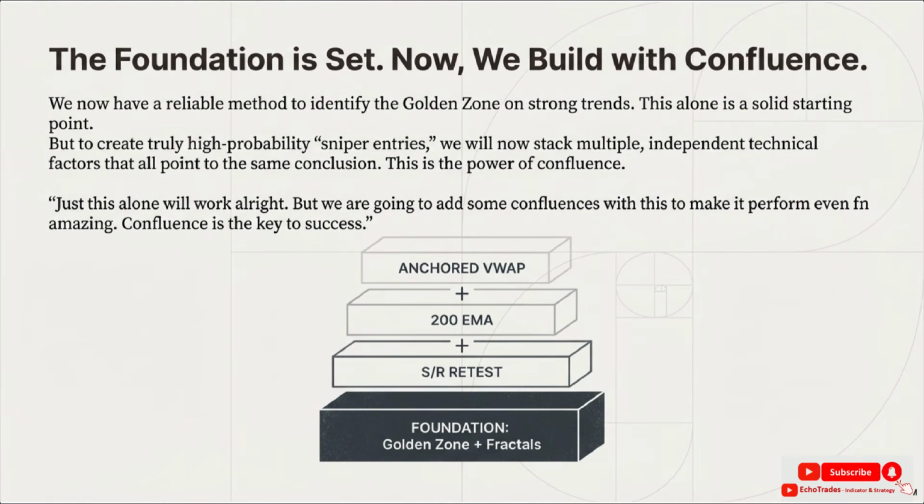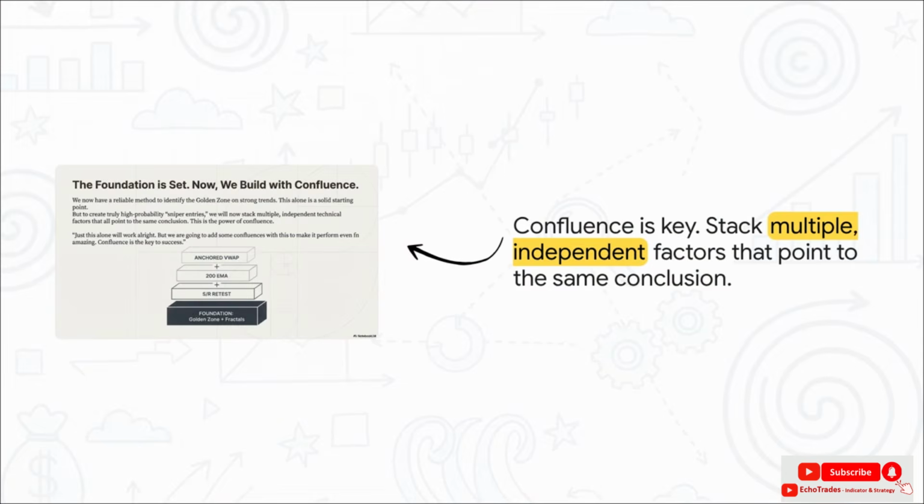In trading, we're looking for multiple independent technical reasons that all scream, hey, this specific price area is super important. We're literally stacking up pieces of evidence, just like these blocks, on top of our golden zone. And the more evidence we can stack, the more confident we can be in our trade.